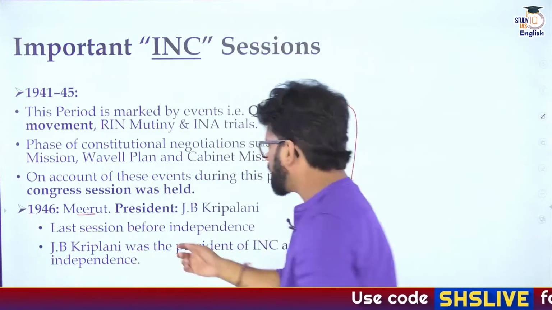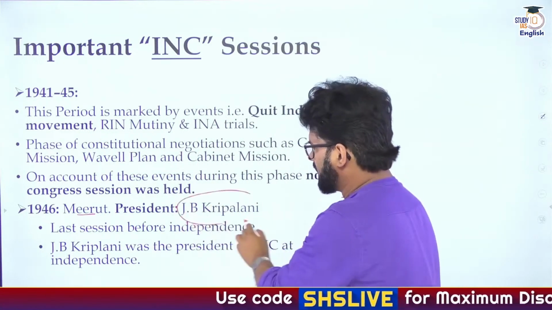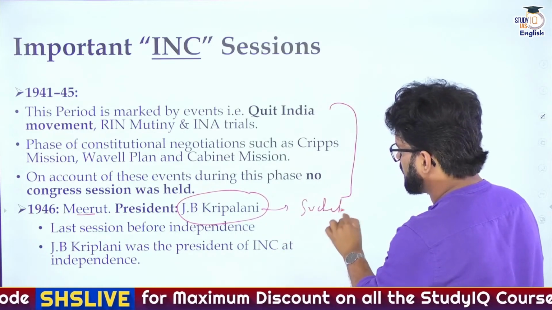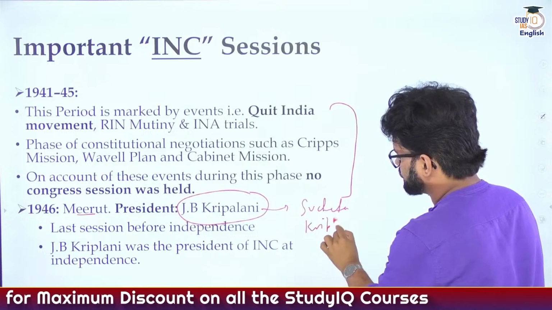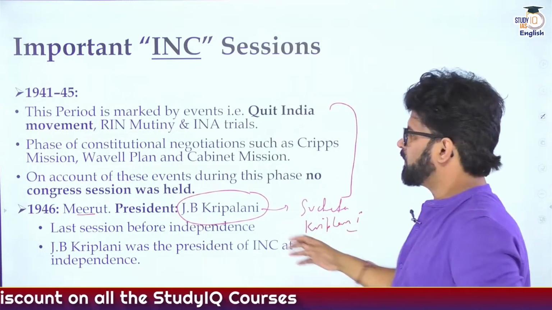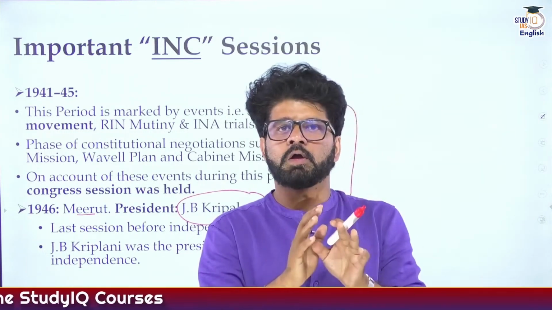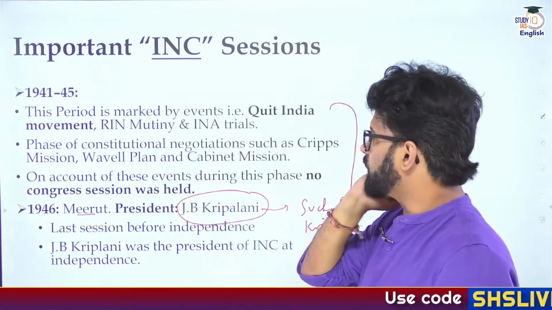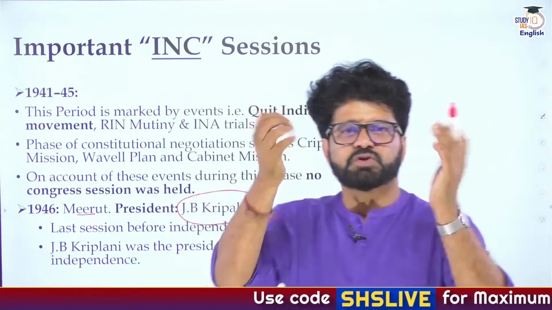1946, last session before independence, J.B. Kripalani. How is he associated with Sucheta Kripalani? If you know it, post it in the comment section. Many people felt he was a candidate for prime ministership, but Gandhiji supported Jawaharlal Nehru, so Jawaharlal Nehru became the president, and it means prime minister of India.